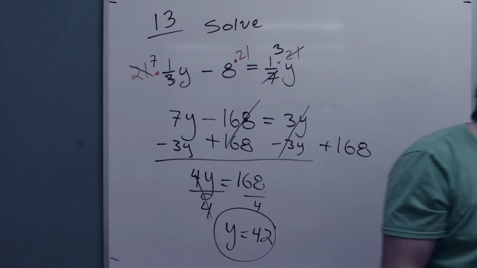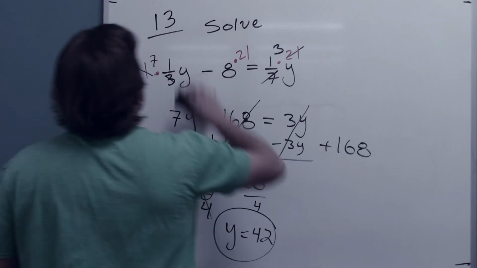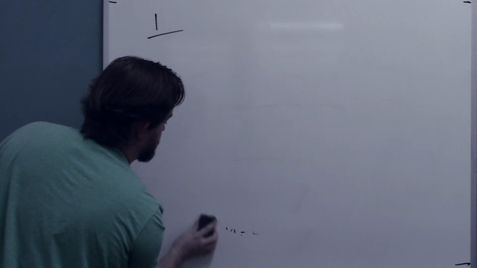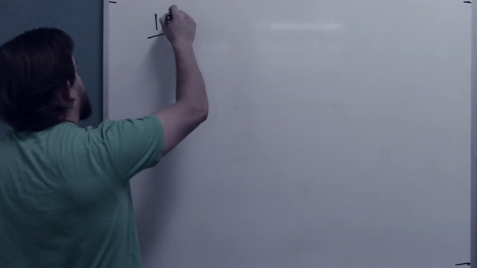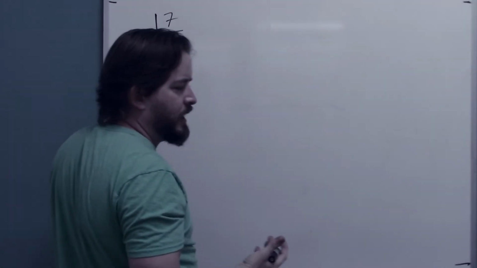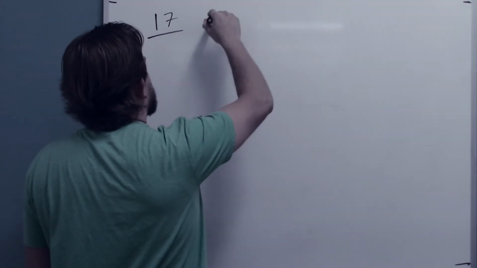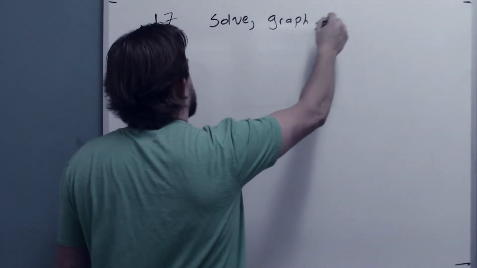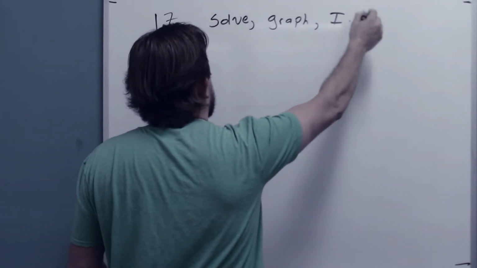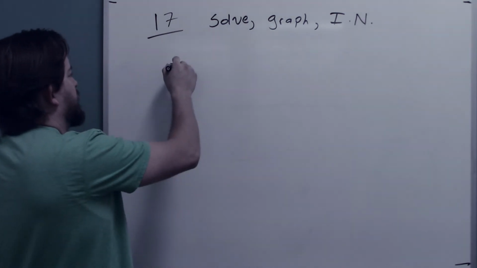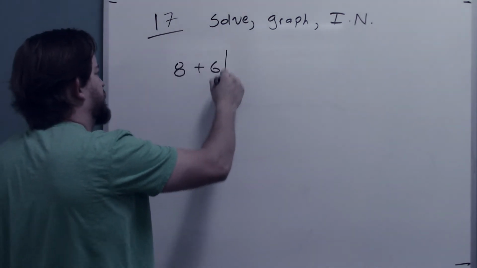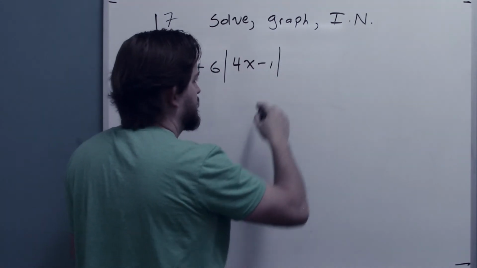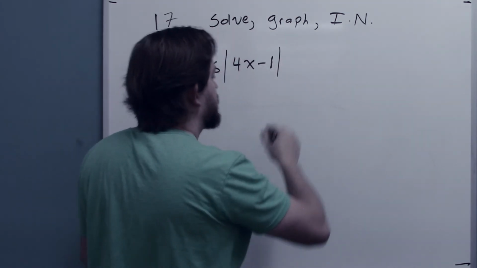All right, let's look at 17. Seventeen says solve, graph, and give interval notation for the inequality. And I have 8 plus 6 multiplied by the absolute value of 4x minus 1 is less than 26.